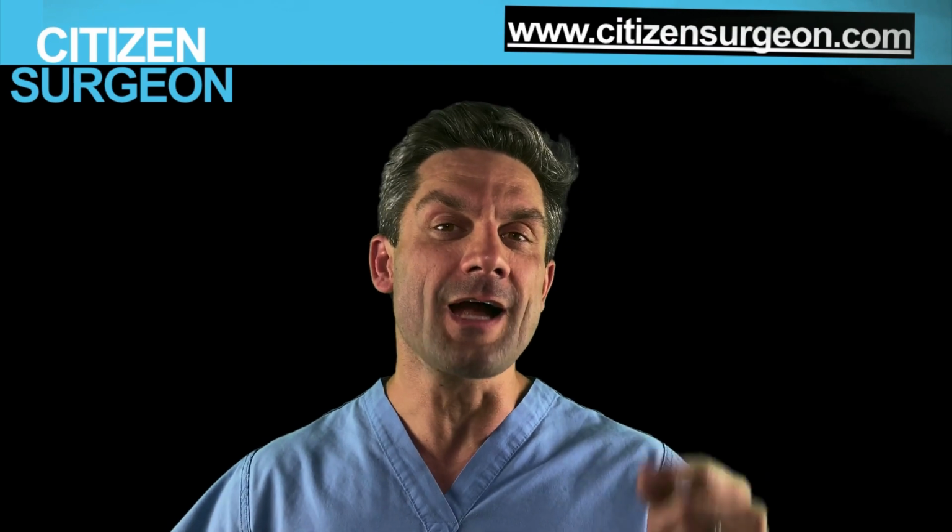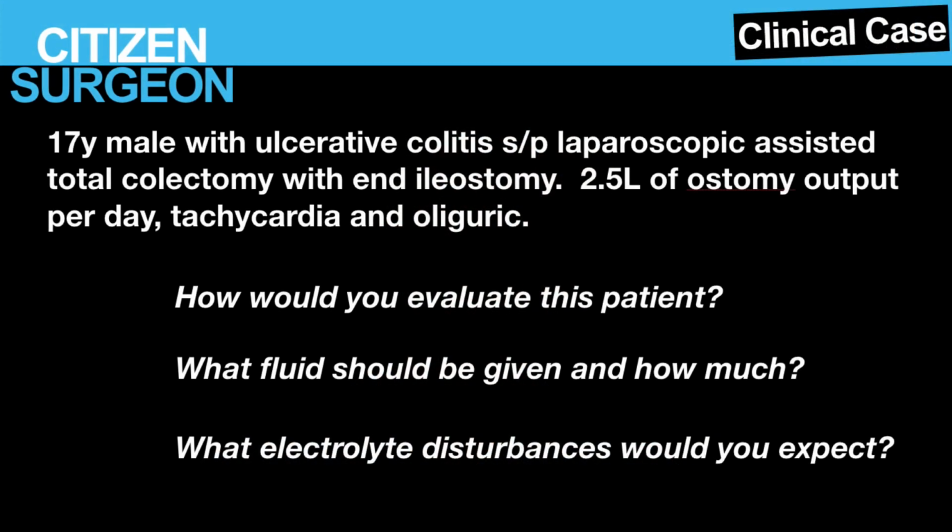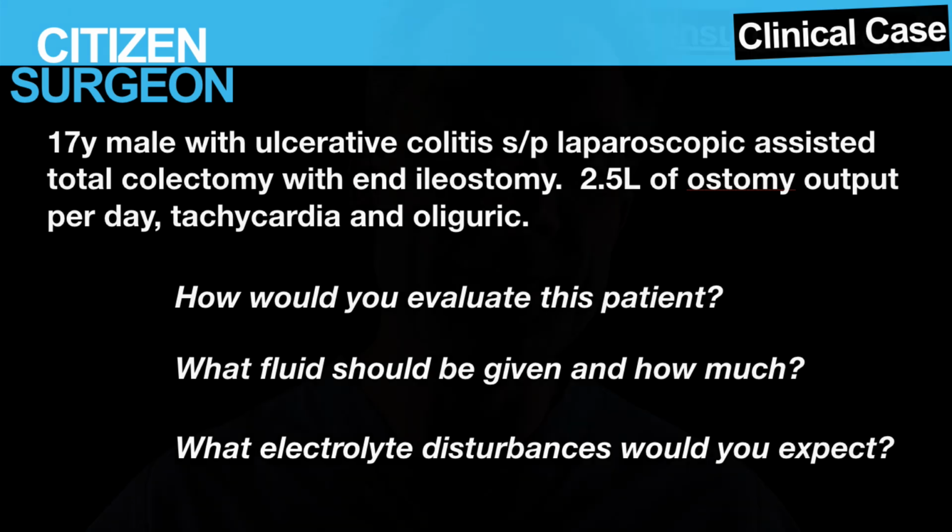Also, let's finish today by talking about our clinical case. Let's say you have a 17-year-old male who has ulcerative colitis, and he came in transfusion dependent, you needed to do a total colectomy, so you did your total colectomy. He's post-op day 4 now from his operation, and he's had 2.5 liters of ostomy output a day. He's tachycardic and hypovolemic. Number 1, how are you going to evaluate this patient? Number 2, what fluid are you going to give, and how are you going to determine how much fluid to give? And number 3, what electrolyte disturbances would you expect in a patient like this?